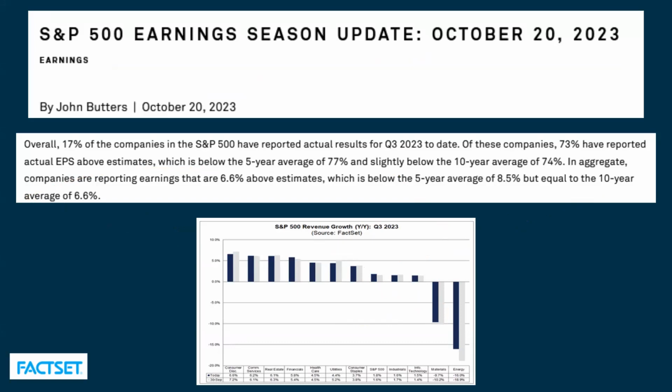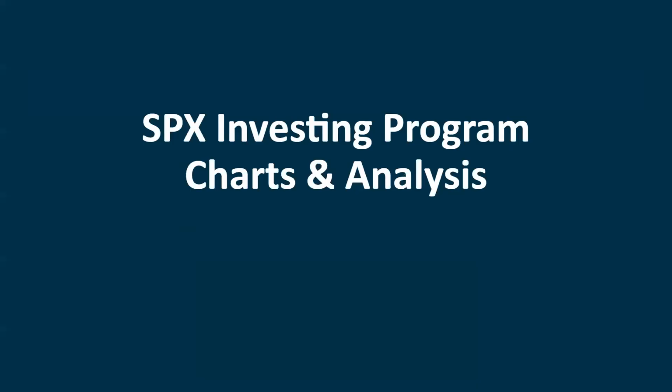So when you take it all together, the earnings are 6.6% above estimates, which is below the 5-year average and equal to the 10-year average. So we're hanging in there for right now as far as earnings are concerned. We're just in a difficult time technically looking at the charts and looking geopolitically at what's happening and dealing with the rise in interest rates. But earnings seem to be hanging in there, at least for right now. Now, that could change as more companies come out with their reports.